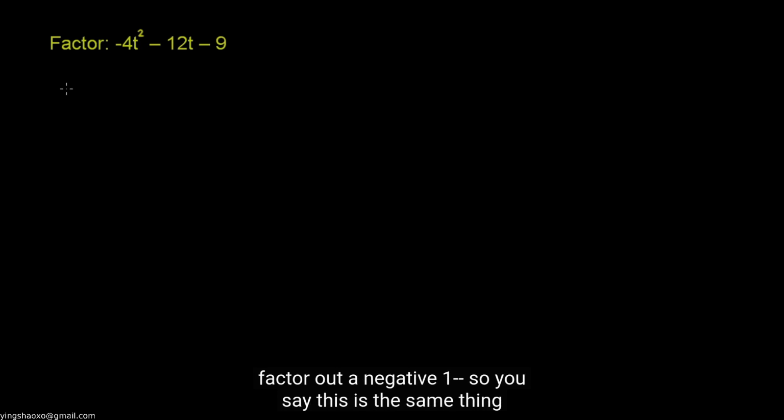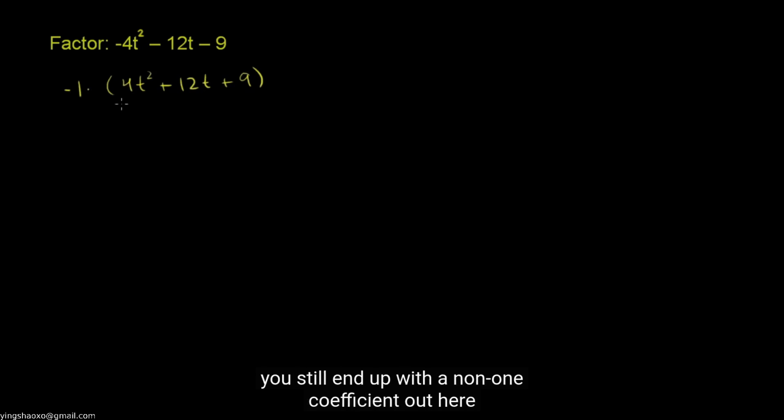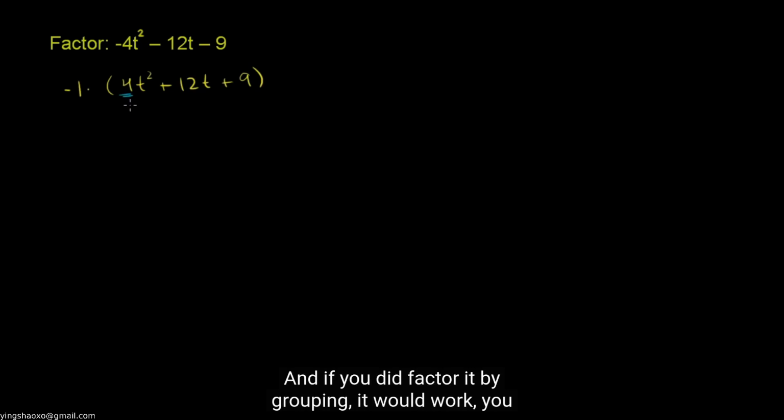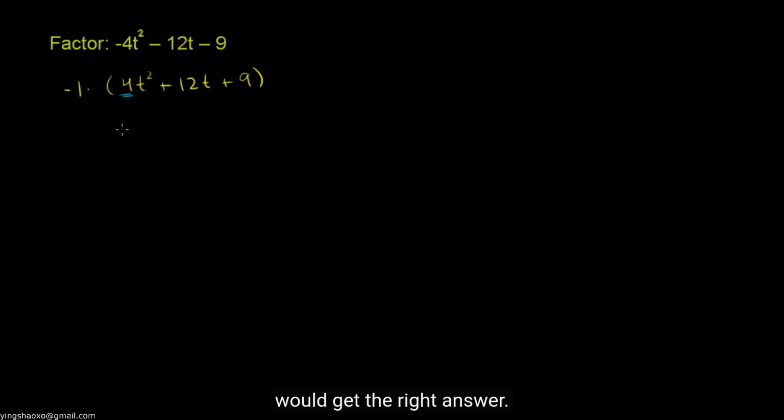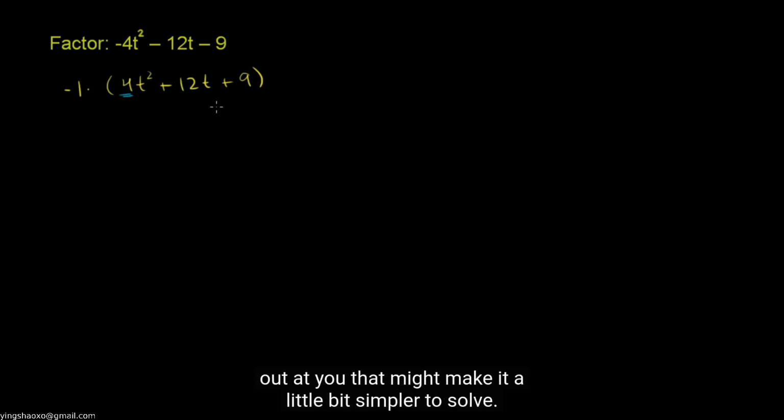But even if you factor out a negative 1, so this is the same thing as negative 1 times positive 4t squared plus 12t plus 9, you still end up with a non-1 coefficient on the t squared term. So you might want to immediately start grouping this. And if you did factor it by grouping, it would work. You would get the right answer. But there is something about this equation that might pop out at you that might make it a little bit simpler to solve.